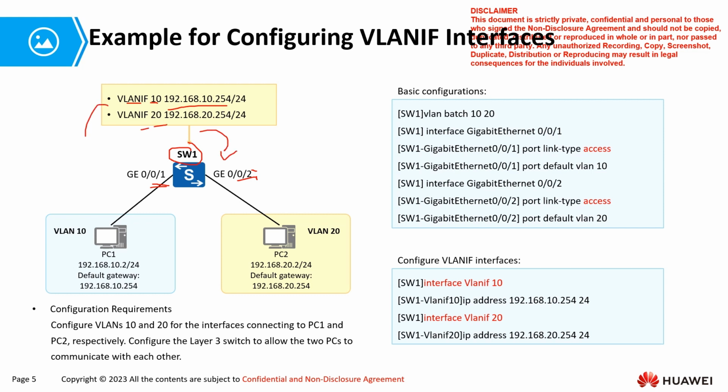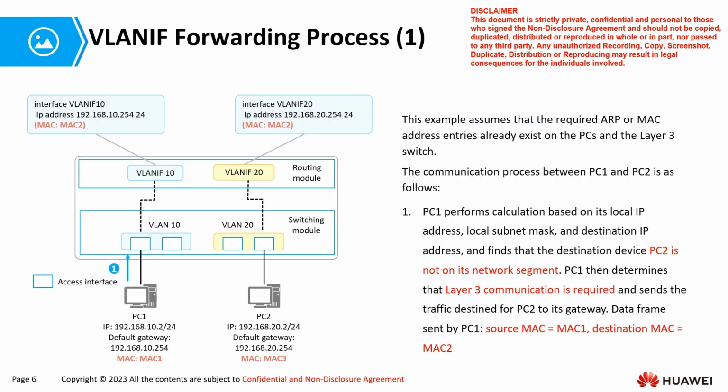You assign the IP address on them. After that, how do they communicate? The destination MAC address here is not the MAC address of 3 when you send from PC1, but rather the MAC address of your VLANIF, so that means it's the MAC address of 2. The same applies from the other side: the MAC address of 2 is used, sent by PC2 here.